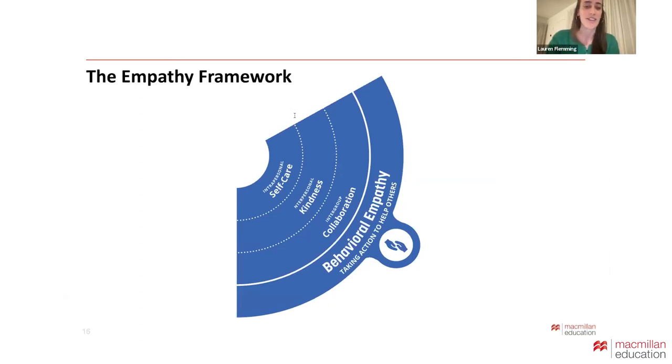Think about that metaphor of when you're on a plane and they tell you if the oxygen mask comes down, to put your own oxygen mask on first before putting on the mask of the person next to you. That's this idea here, making sure that you're taking care of yourself first in order to take care of others after that. At the interpersonal level, kindness is all about helping others.